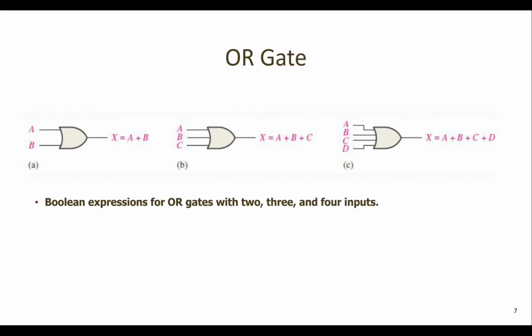Let's take a look at the OR gate. This is an example of an OR gate with 2 inputs, 3 inputs, and 4 inputs.